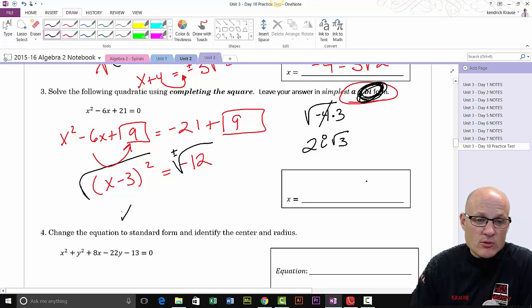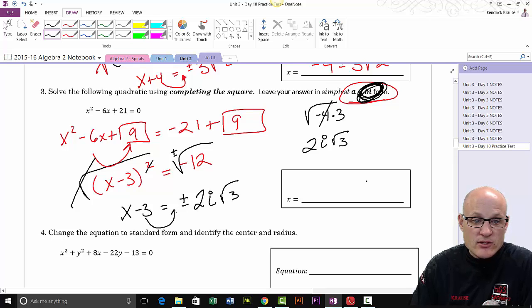So what I end up with here is x minus 3, because the square and square root cancel each other out, is equal to plus or minus 2i square roots of 3. And then I'm going to slide this forward. So I get 3 plus or minus 2i square roots of 3.